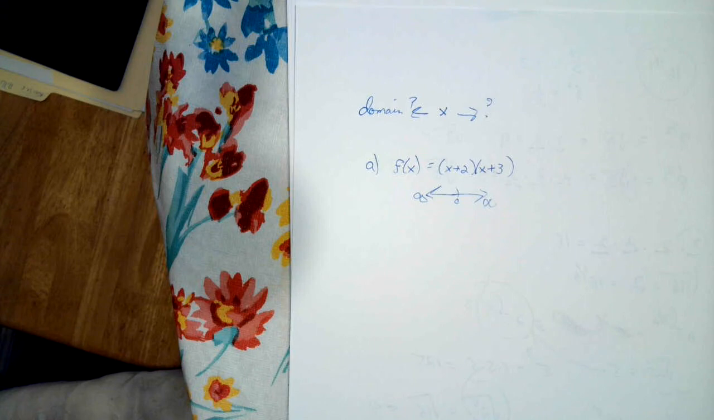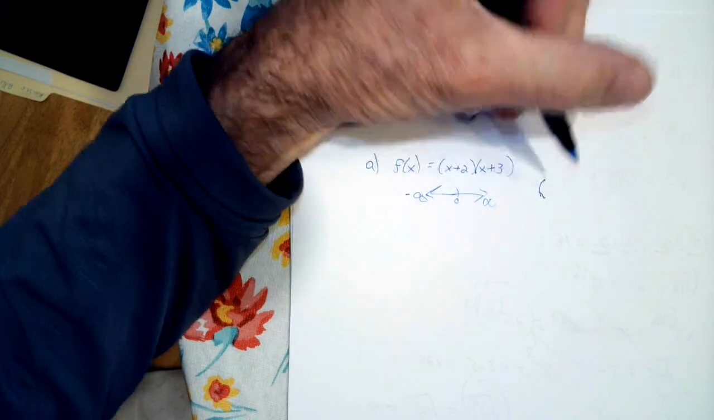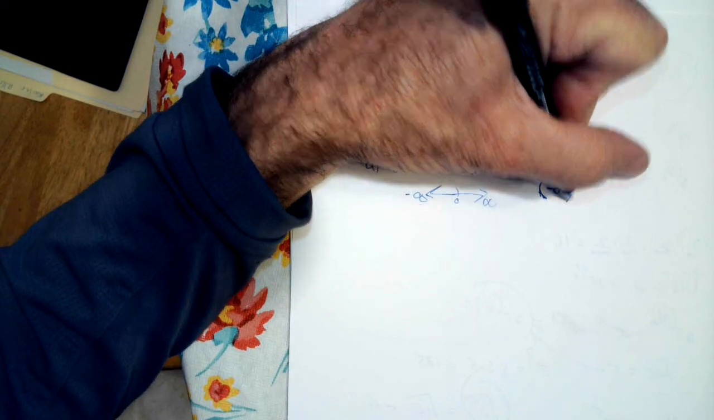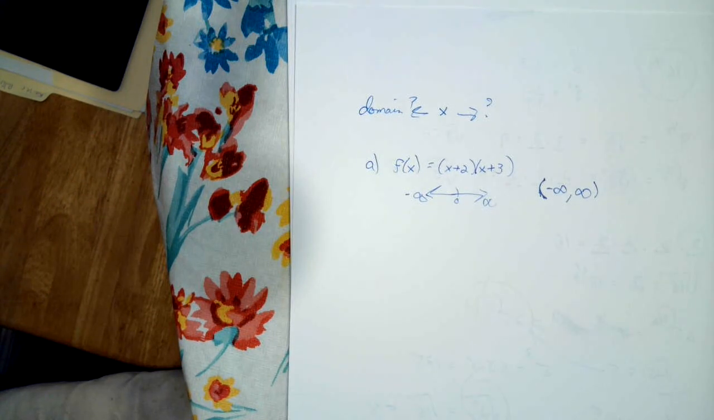And so you want to write that in interval notation. In other words, there's no limit on the lowest x and no limit on the highest x. So the way we do that is we say, well, since we don't know what infinity is, we use the curved parentheses and we say negative infinity, comma, positive infinity. That's now interval notation.